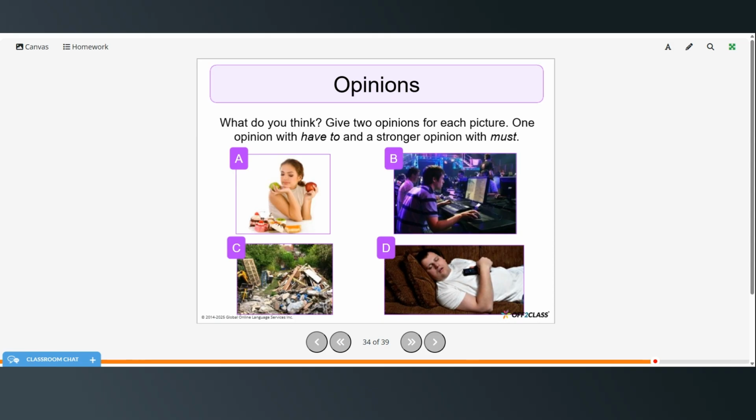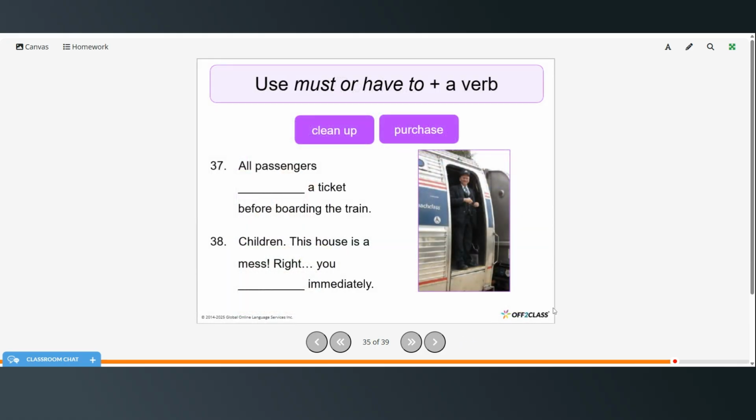So what do you think? Here, give two opinions for each picture. One opinion with have to, and a stronger opinion with must. All right, now you're going to use must or have to plus a verb. So all passengers must purchase a ticket before boarding the train.